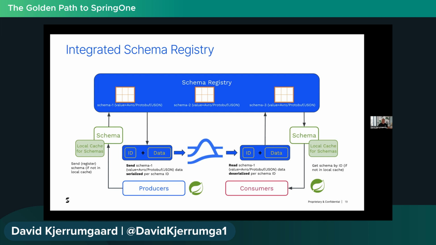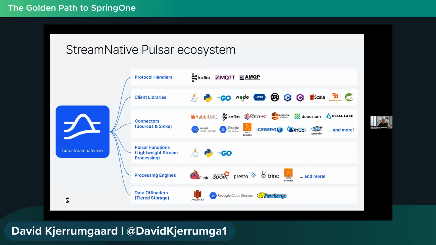You don't have to stand up a separate service. All this information is kept internally inside the Apache BookKeeper layer, and the schema registry is handled by the Pulsar brokers themselves. So you can always get this information, and the producers and consumers can access this information to make sure that they're publishing, again, using a compatible schema based on the enforcement rules as well.